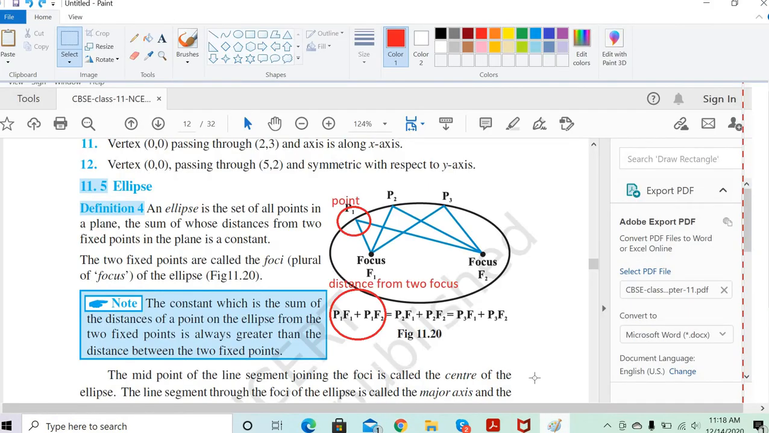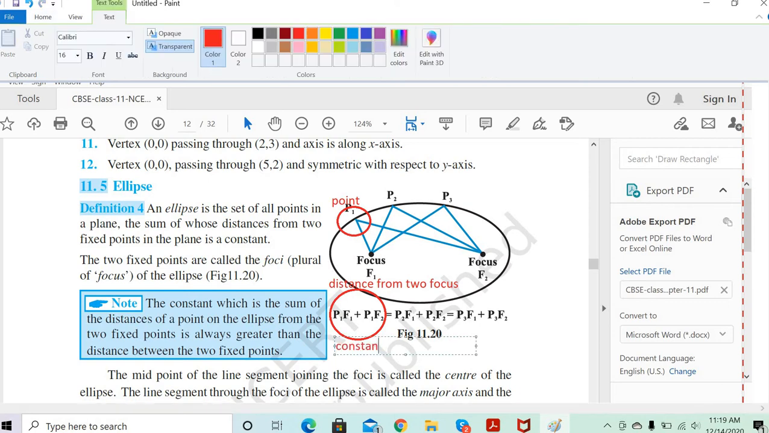So we are talking about the first point on the ellipse, which is P1. So what is the distance? From the first focus, the distance is P1F1. The second distance is called P1F2. So we are talking about the sum of two distances, P1F1 plus P1F2. This is constant for all the points, same value.